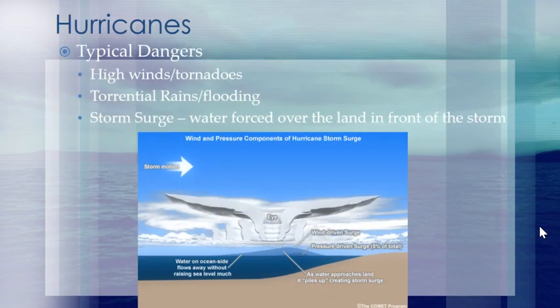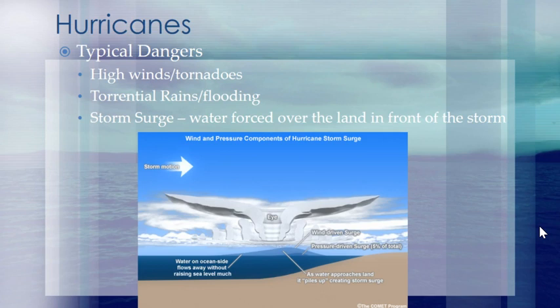So a hurricane is going to have the same typical dangers that you have from thunderstorms. You're going to get the high winds and tornadoes, because they do spawn tornadoes, sometimes dozens and dozens of tornadoes. There are torrential rains and flooding, obviously, and then storm surge.